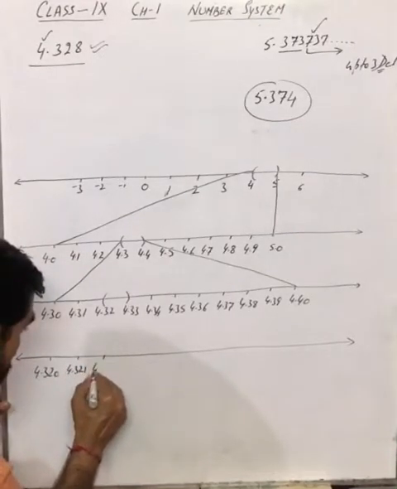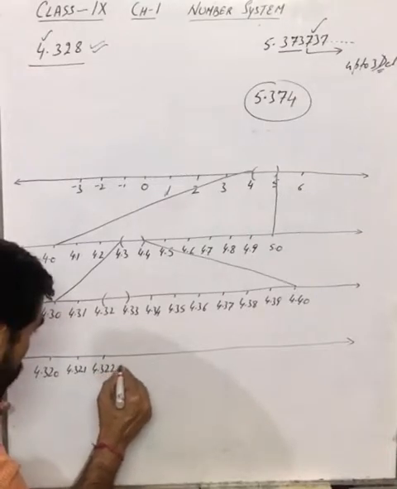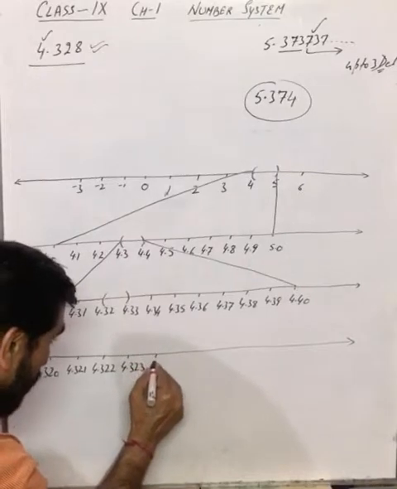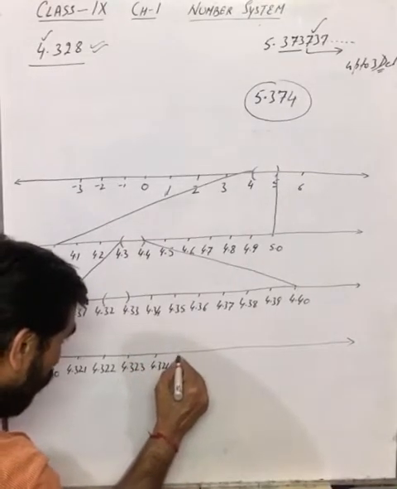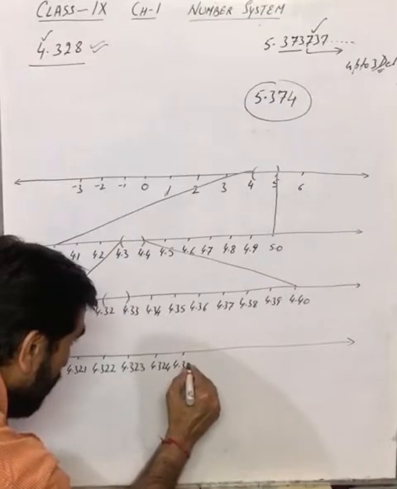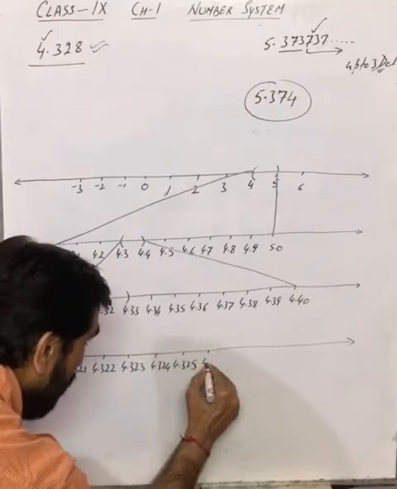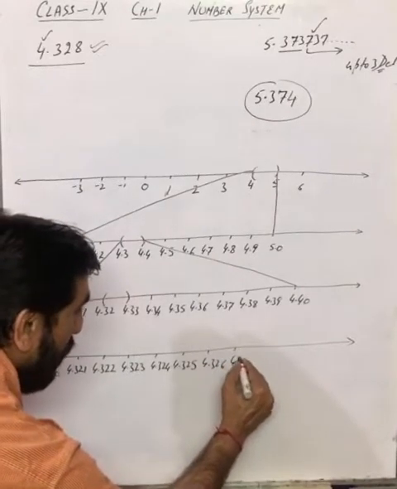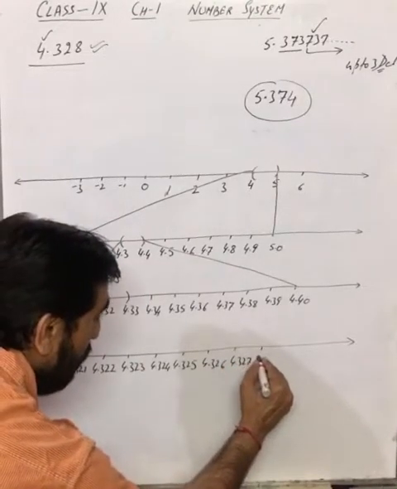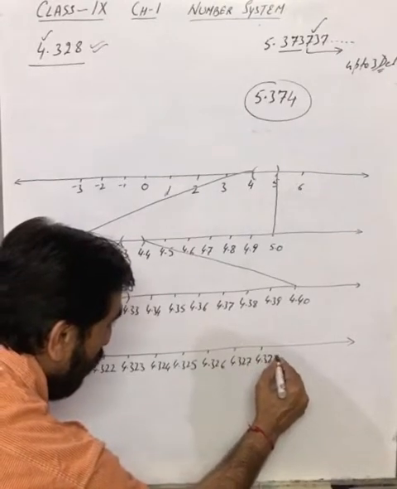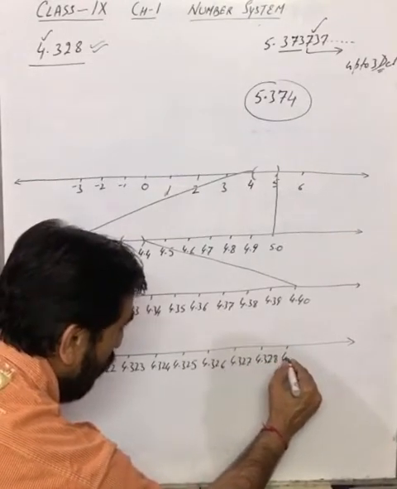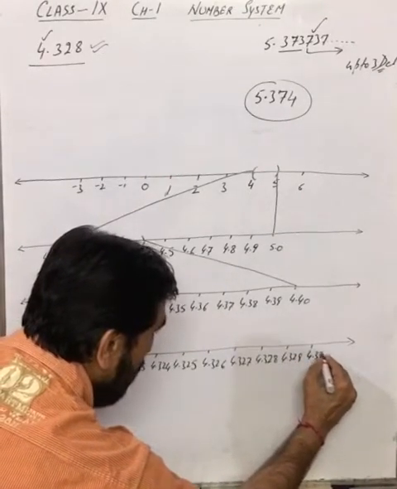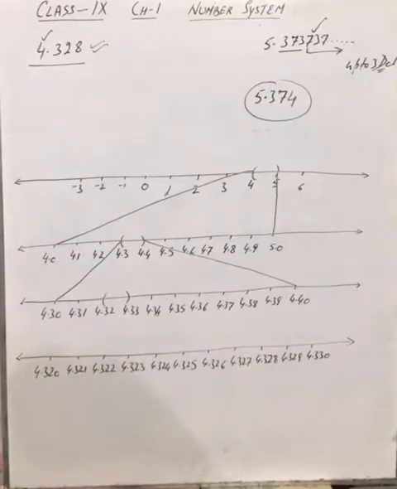4.321, 4.322, 4.323, 4.324, 4.325, 4.326, 4.327, 4.328, 4.329, and last is 4.330. I hope it's clear to you.